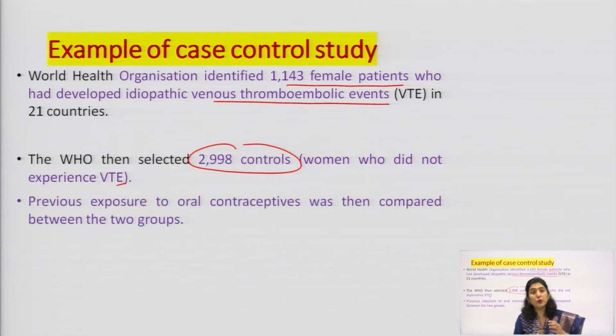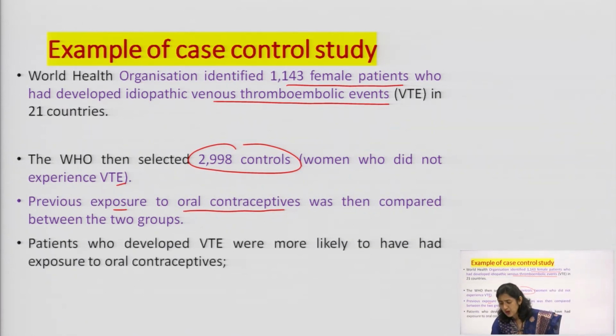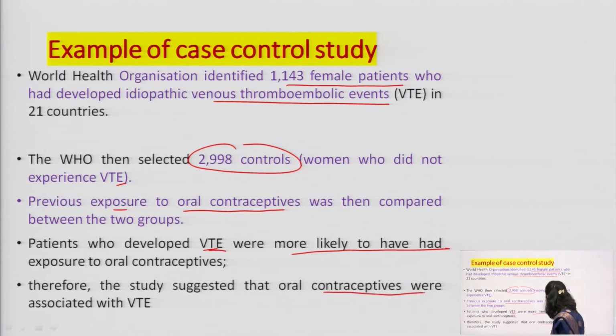So both groups were checked, their history and their risk factors were checked, and then it was seen that previous exposure to oral contraceptives was compared between the two groups. It was seen that patients who developed venous thrombosis were more likely to have used oral contraceptives as compared to the controls. So only through case control can we find out the relationship between exposure and outcome. There was a study suggesting that oral contraceptives were associated with venous thrombosis.